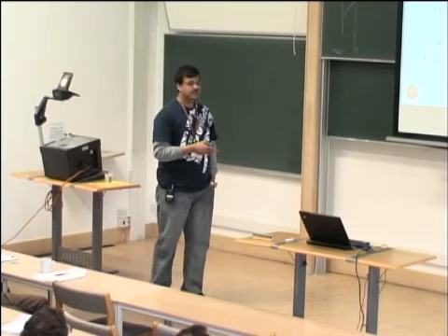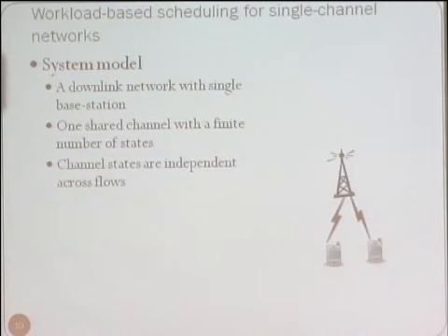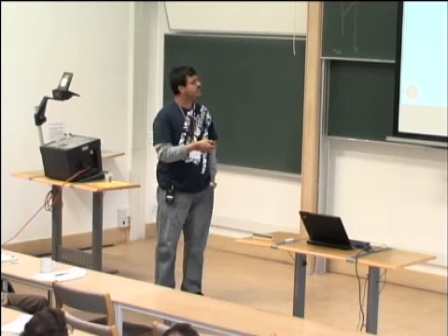Is the motivation clear? So the model here is that, first I'm going to take a somewhat trivial example. It's just a single channel. In this case, the answer is relatively easy, but to motivate the multi-channel case, I'm going to consider the single channel case first. So you have a network where there's a base station, as I said before, transmitting to multiple mobiles. And I'm going to assume right now that there's only one shared channel with a finite number of states. And the channel states are independent across flows.